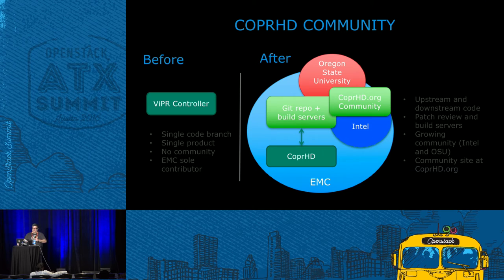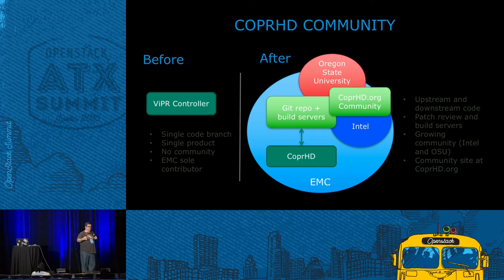In the beginning, we just released the Viper controller. It was a single node. It was this EMC thing that we sold. And now we have the Copperhead community, which has everything that Viper had, but it's not just an EMC thing. You've got EMC, you've got Intel working with Oregon State. We've got our repositories out in the open. And we are currently in talks with other companies to see how we can all collaborate.